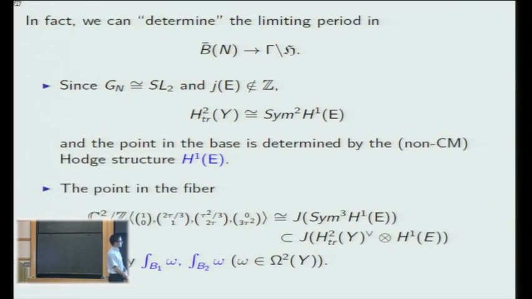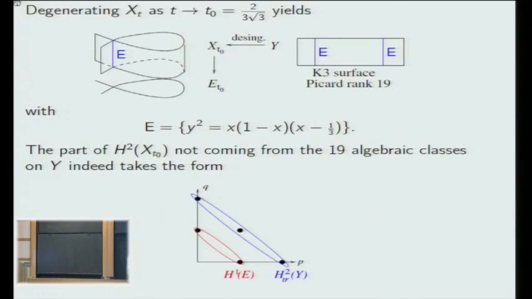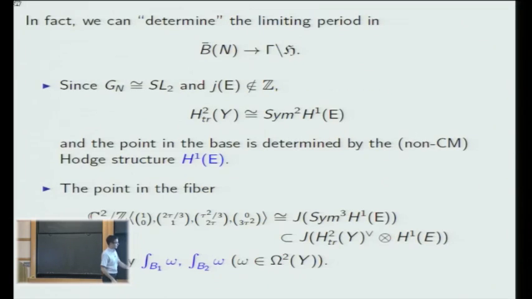And then the point in the fiber is also easy to figure out. The intermediate Jacobian of the Friedman-Laza variation is very simple. It's just J of Sym3 of H1 of E in this case, because this is associated to this degenerate K3 Y and to the elliptic curve. But what you really a priori have to look at is the Jacobian of this thing here, because you're classifying an extension class. Let me go back to the picture. You're classifying the extension of this by this. And so you need to actually look at what I've written here.